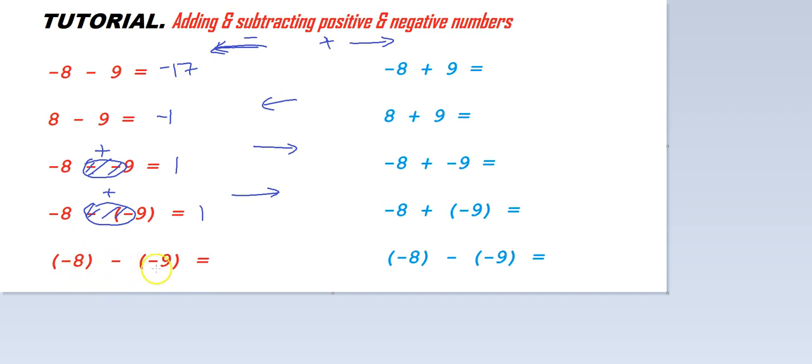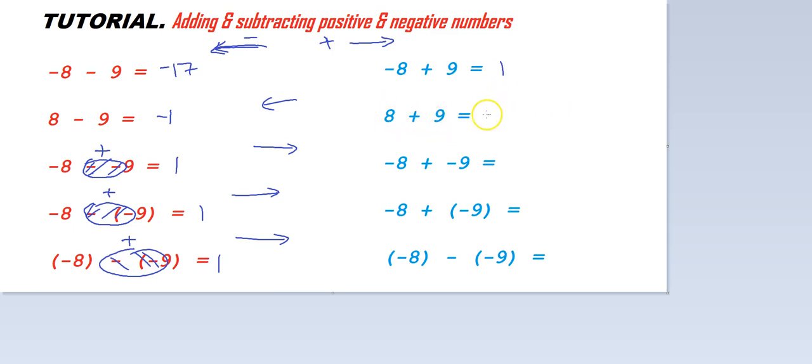-8 minus, again, negative and a negative right next to each other for adding and subtracting, therefore it means positive or plus. So -8 plus 9, it's the same one we've just been doing. We start on -8, go this way 9 steps, we end up on 1. This one over here, this one's a bit easier. -8 plus 9, very simple. We'll end up on 1.